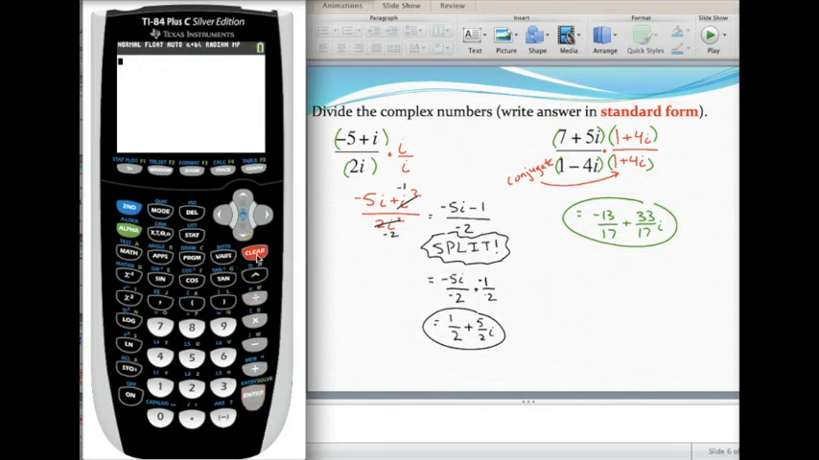What we need to know though is where the i button is located, and it is not alpha i, it's not capital I. Lowercase i is down here at second decimal. So let's go ahead and get this problem typed in and do this using the calculator to get this answer, see where that came from.